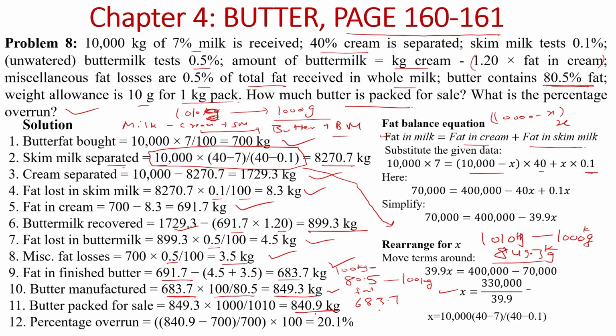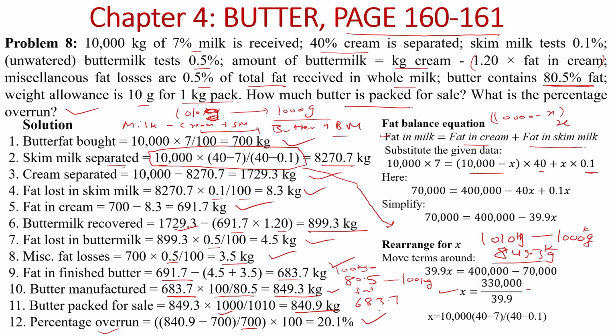Now from this, to calculate percentage overrun, the butter which is obtained minus the fat that was there, divided by the amount of fat that was there, into 100, will give me the percentage overrun, and this comes to 21.1%. So this way we are solving this type of problem.